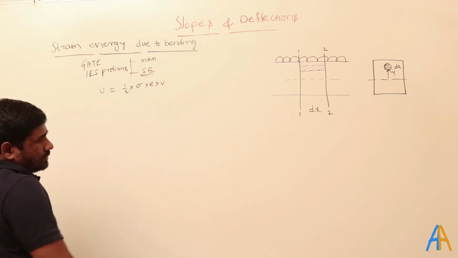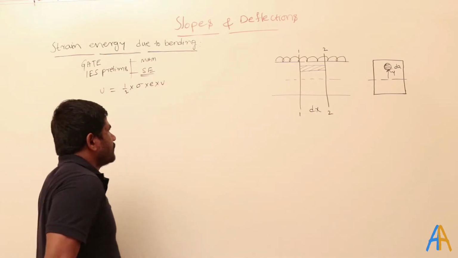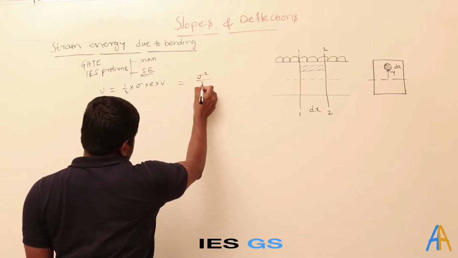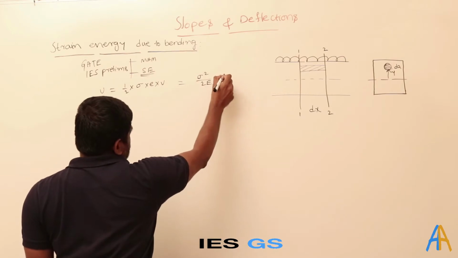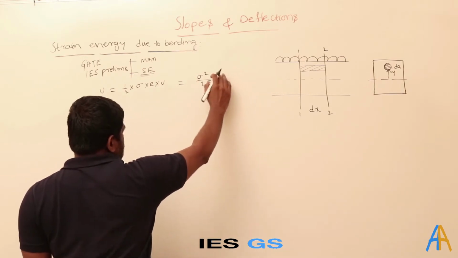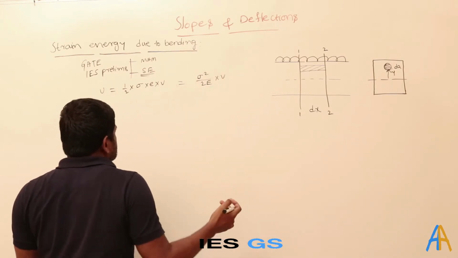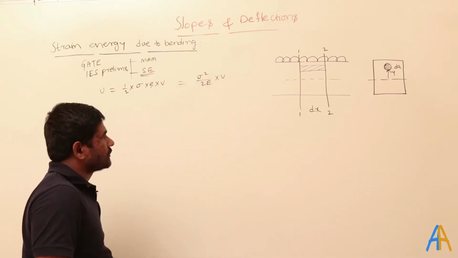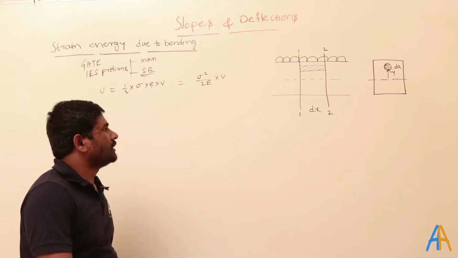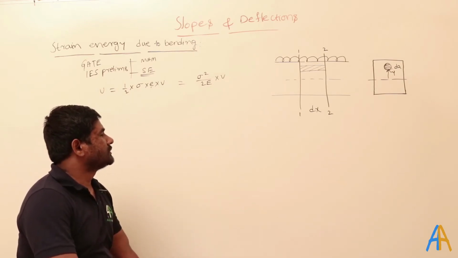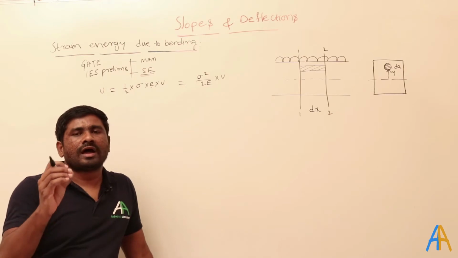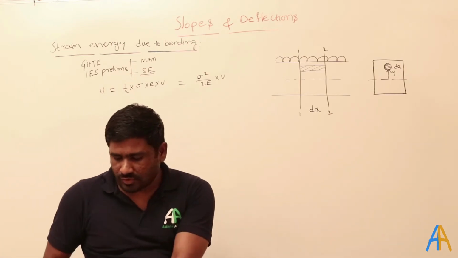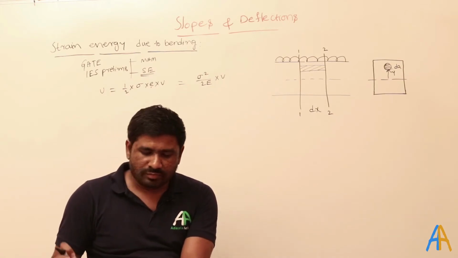If you write strain in terms of the stress, it becomes sigma square divided by 2E into volume. If you take unit volume, you can remove the volume, then it is sigma square by 2E, where I substituted strain equal to sigma by E. In this beam, to calculate the strain energy you need a normal stress. And what is the normal stress produced in this beam? That is nothing but the bending stress.